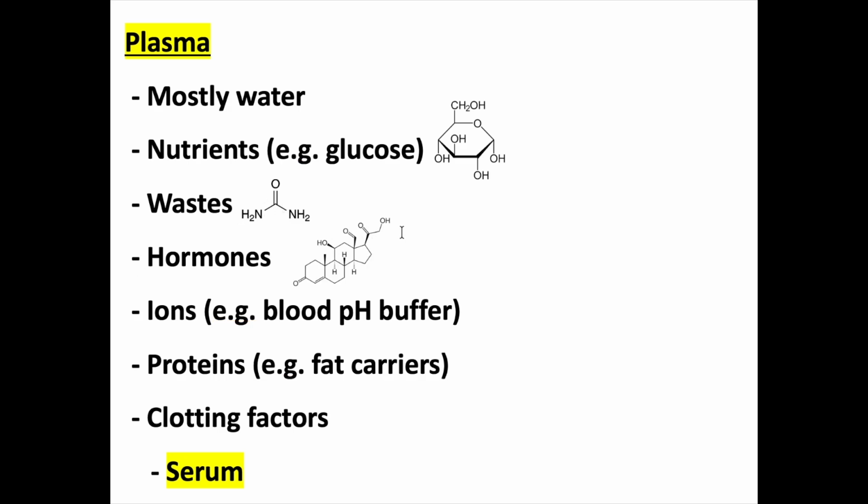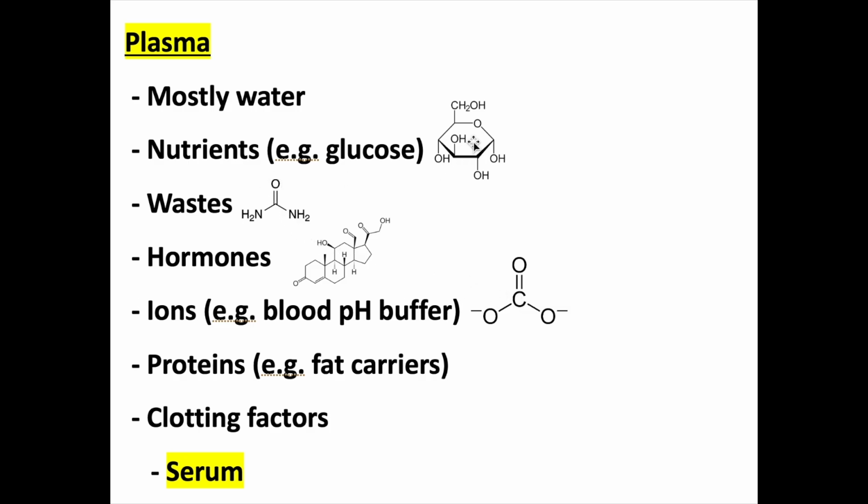There are hormones. Remember, these are signaling molecules, ligands, messengers, and they're using the blood plasma as a way to get a ride, to move around the body. We're also going to see some ions, like the blood pH buffer bicarbonate that we just talked about at the end of the last chapter. That's going to be present in plasma as well.